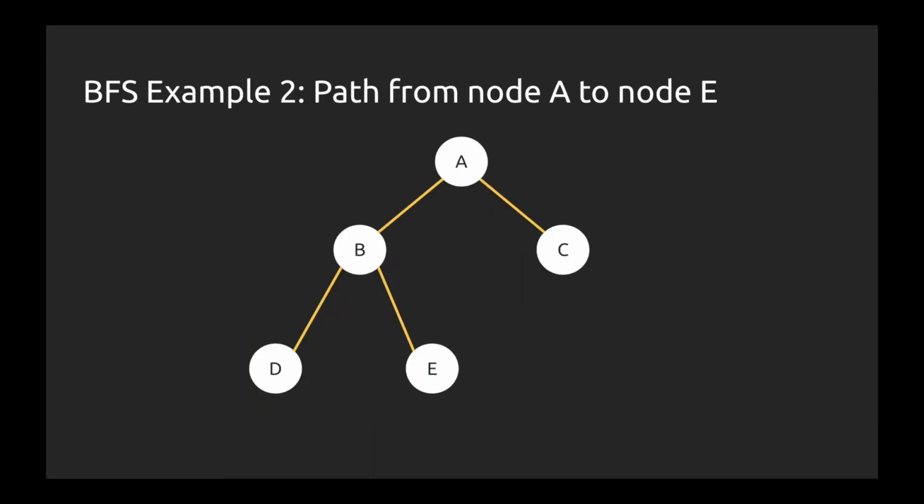Now let's look through an example of this on a tree-like data structure. In this case, we're looking for a path from node A to node E. We do a similar kind of setup. We start the exact same way at our starting node, node A.